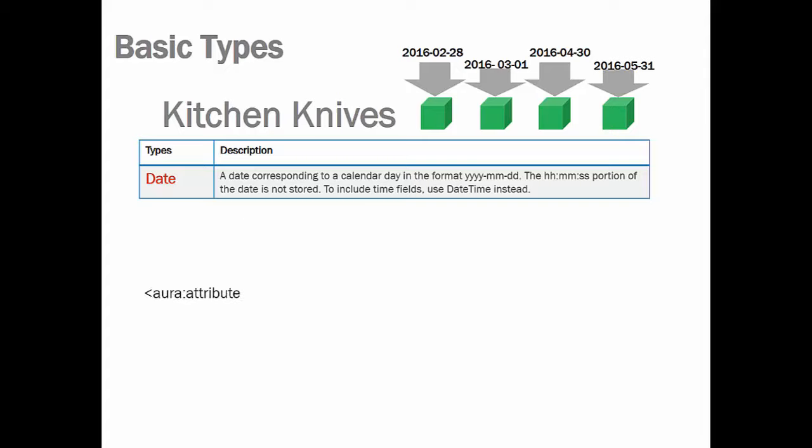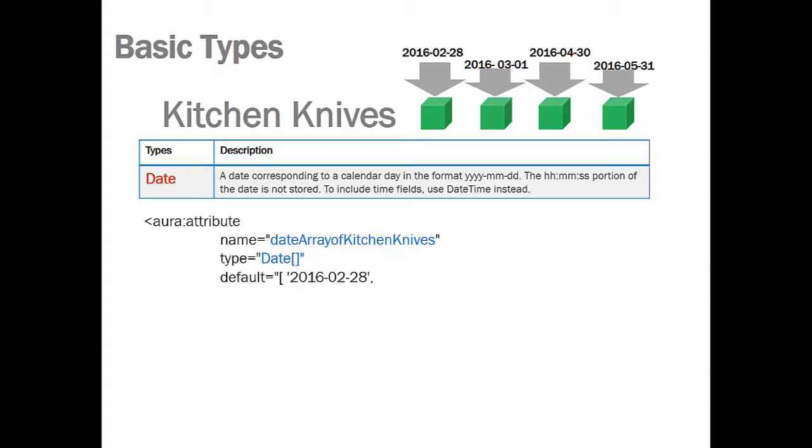So let's write out the tag. We'll start off with the aura attribute open tag. And notice I didn't include access. The name of this is date array of kitchen knives. And the type is date. And here are the default values.